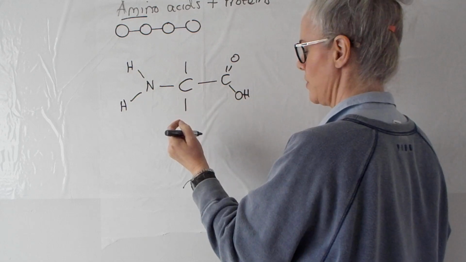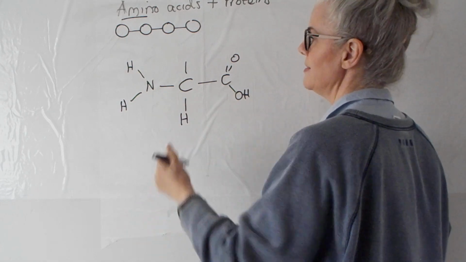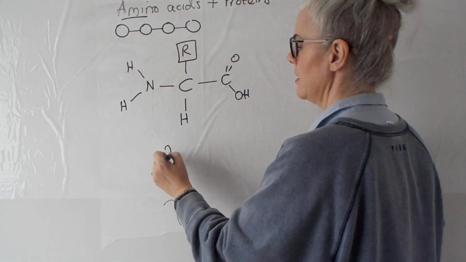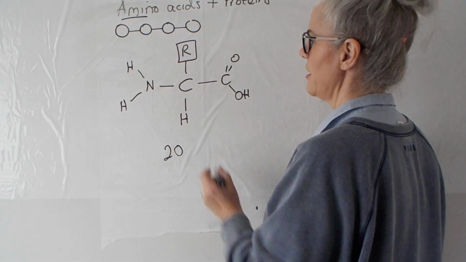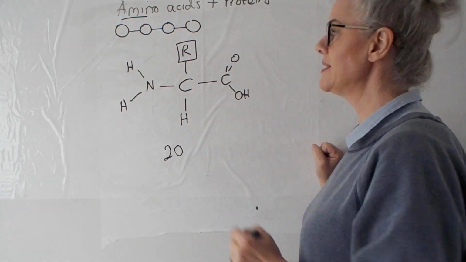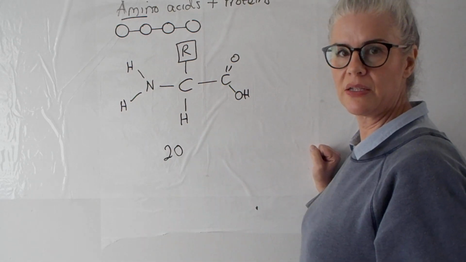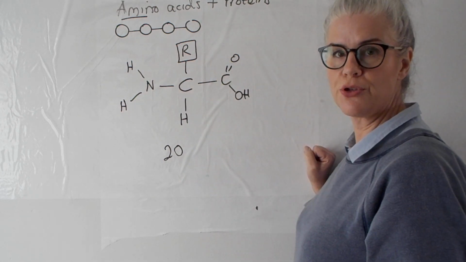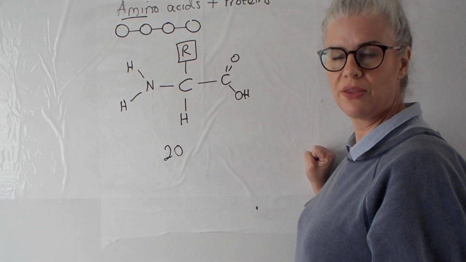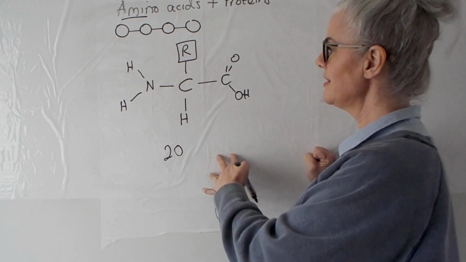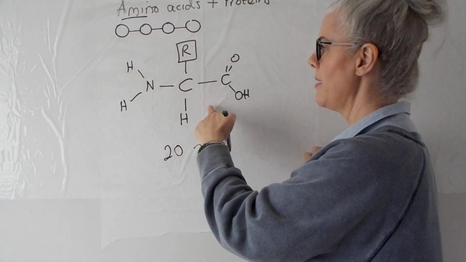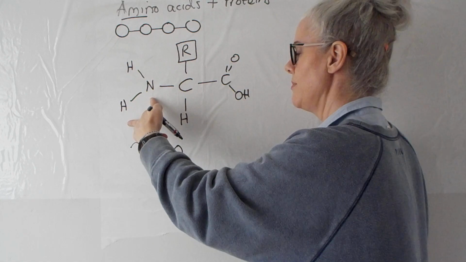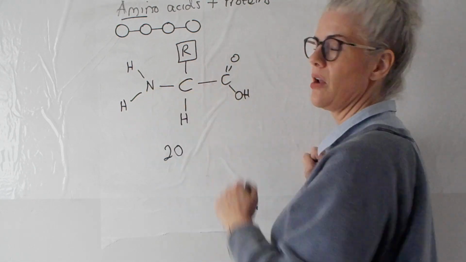Now also coming off that central carbon, you have hydrogen, always, and then you have something called an R group. Now there are 20 commonly occurring amino acids, which means there are 20 different R groups. It's the R group that makes an amino acid a particular amino acid. For example, glycine has an R group which is just a hydrogen, but you can get all kinds of things in those R groups. Okay, so that's an amino acid. All amino acids have that basic structure. You have a central carbon, you have an acid group, an amine group, a hydrogen, and an R group.